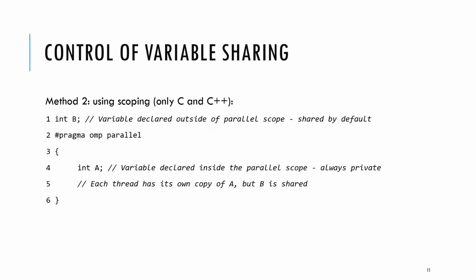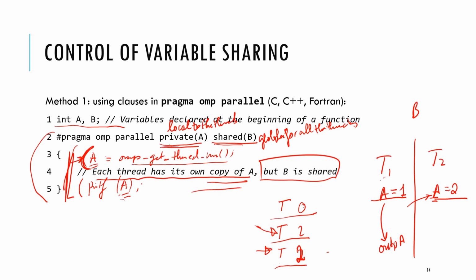So another way is to use scoping. Please note that all the variables that you define outside are declared by default as shared, and all the variables that you declare inside are safely assumed to be private by default, and hence each thread would create its own copy of that variable A. This is quite intuitive. This is quite normal as a default behavior, but please know that you can change it with these constructs after defining all your variables outside of this block.